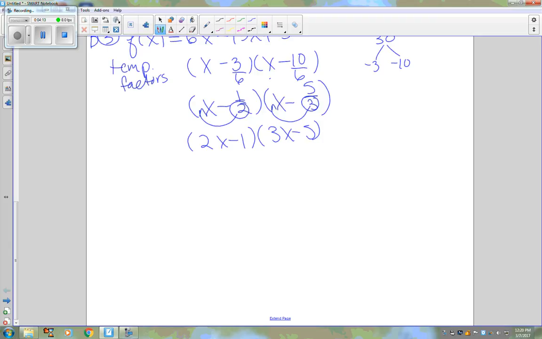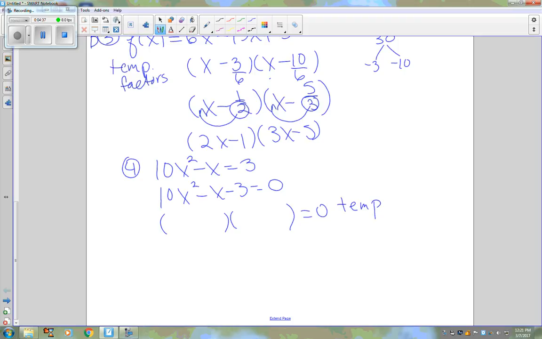Number 4, we are solving 10x squared minus x equals 3. The first thing that you need to do is subtract the 3 from each side. And you can look at your solutions. All your solutions are rational numbers, which means this will factor. Again, these are going to be my temporary factors. Multiply 10 times negative 3, and I get negative 30. I need a product of negative 30 and a sum of negative 1. That's negative 6 and positive 5.